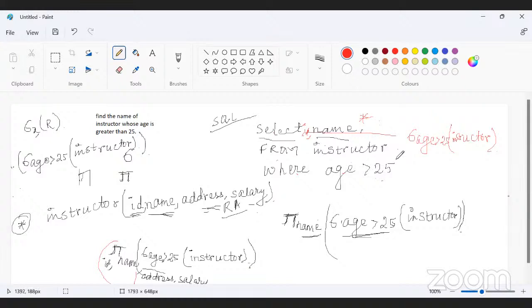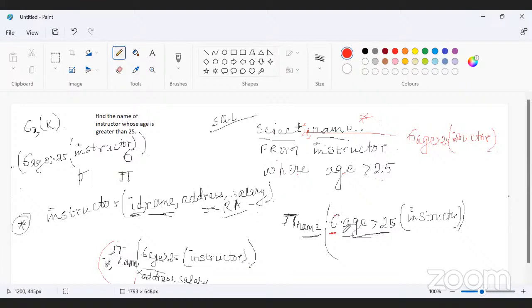Is it pi or is it project? What is more proper? We know this sign as pi, but we say it as the project operator. Similar thing with this: this sign is known as sigma, but we say it as the select operator.